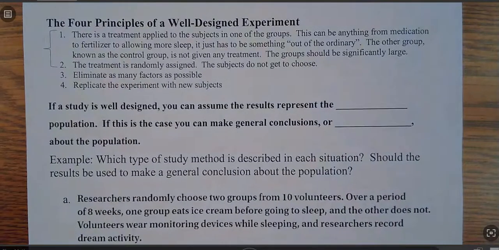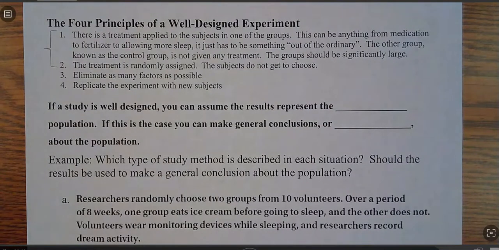Okay, now let's flip it over. Let's talk more about experiments now. So the front side, we gave you some examples of observational studies. Now we're going to talk about a well-designed experiment. Okay, so a controlled experiment.